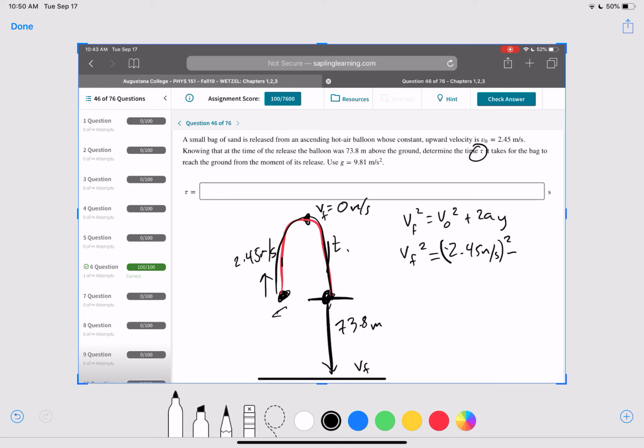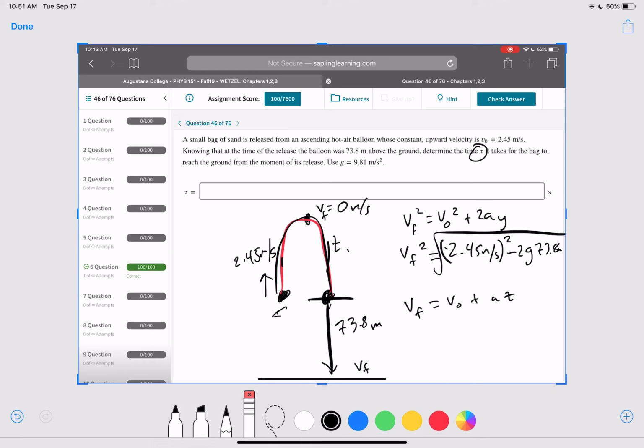And then minus 9.8 times 2, minus 2g times 73.8 meters, okay? And then times g will give you meters squared per second squared. Take the square root of all that, you'll get your final velocity. Because you want to know the time, you can say v final is equal to v initial plus at, and then you can solve for the time there.